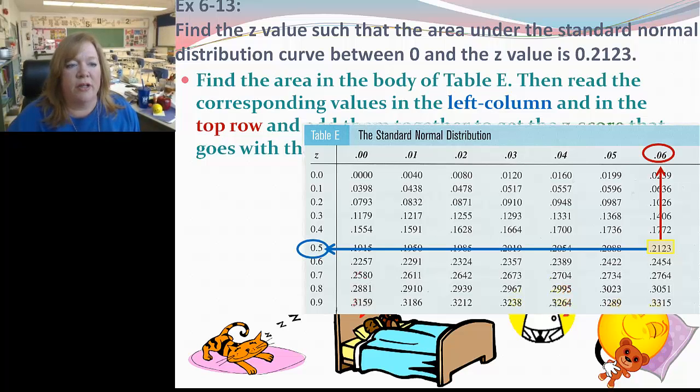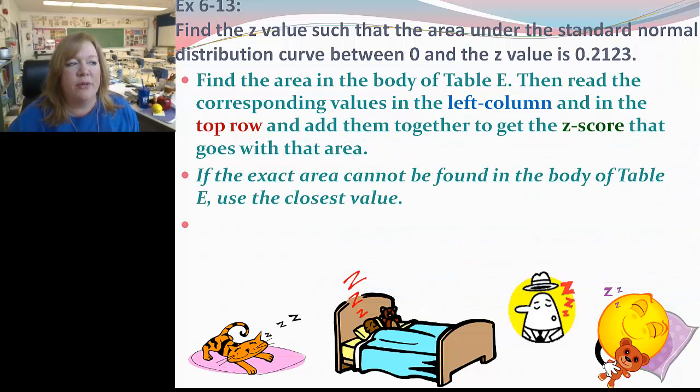So we're going to look to the left, 0.5, and look above that, 0.06, add those two together, and bada boom, bada bing, that's our z-score. Doesn't get much easier than that, folks. So when we add that together, we're going to get z equals 0.56. And that's all she wrote.